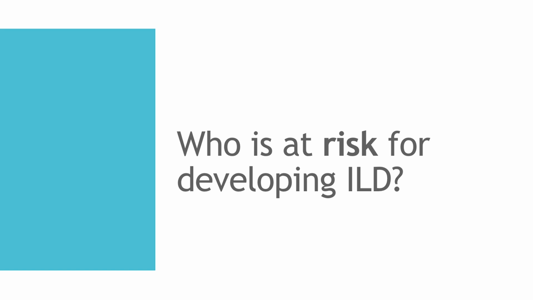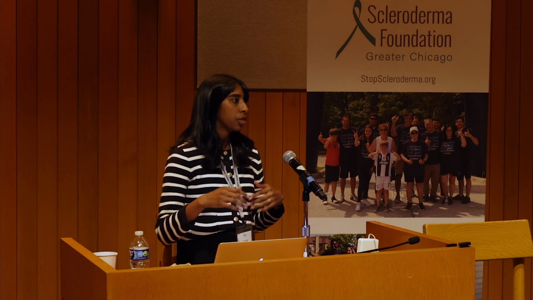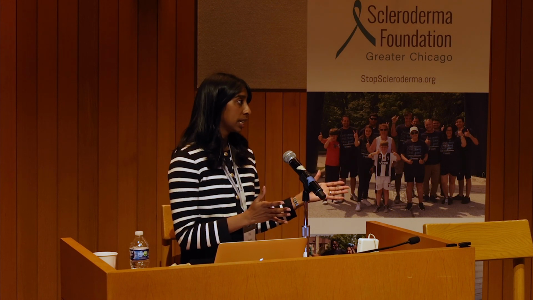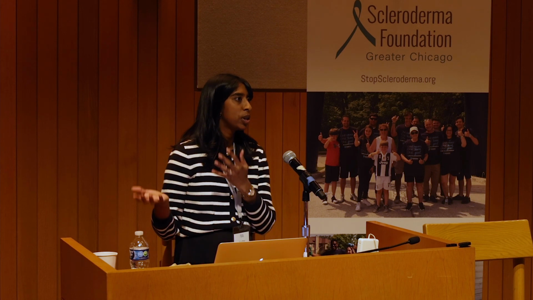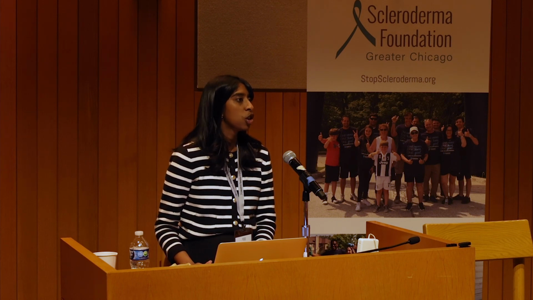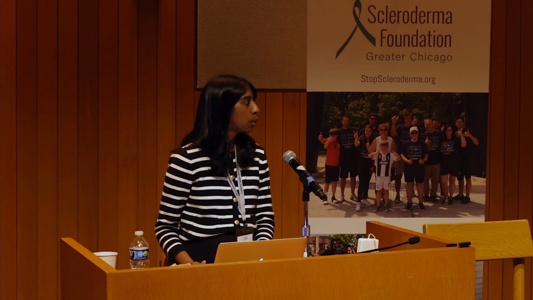So who is at risk for developing interstitial lung disease? There are two big buckets of ILD that I like to think about. The first bucket is when we know what the cause is, and the second bucket is when we don't know what the cause is. When we don't know what the cause is, it's termed idiopathic. Even within this idiopathic bucket, there are several different flavors of ILD. One of the most common flavors of idiopathic ILD you might hear of is called idiopathic pulmonary fibrosis, or IPF.